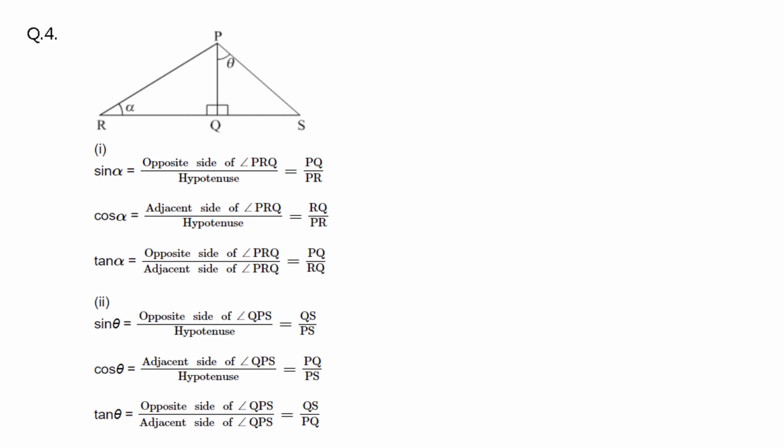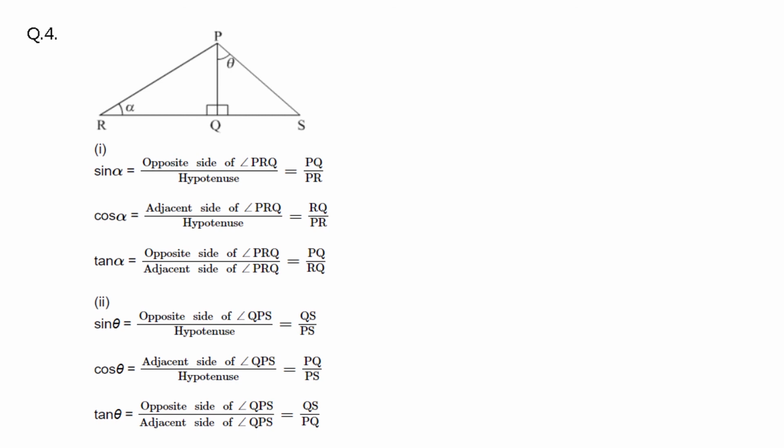So sin theta will be opposite side of angle QPS upon hypotenuse. That will be equal to QS upon PS, where opposite side of angle QPS is QS and hypotenuse is PS. Now the remaining side will be the adjacent side. Adjacent side is PQ. So cos theta will be equal to adjacent side of angle QPS upon hypotenuse, which is PQ upon PS.